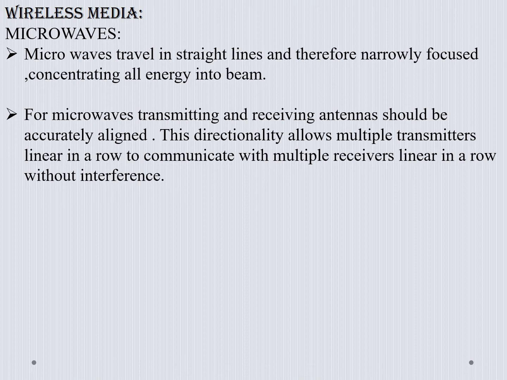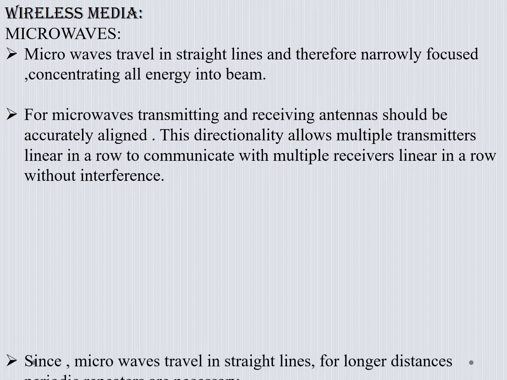This directionality allows multiple transmitters in a row to communicate with multiple receivers in a row without interference. For example, we know the earth has curvature. If I want to transmit data via microwaves from one end of the earth to the other end, I will place multiple towers with transmitting and receiving antennas so that the signal travels in a straight line and finally reaches the receiver end. Multiple receivers and multiple transmitters are arranged linearly in a row for this transmission without any interference.